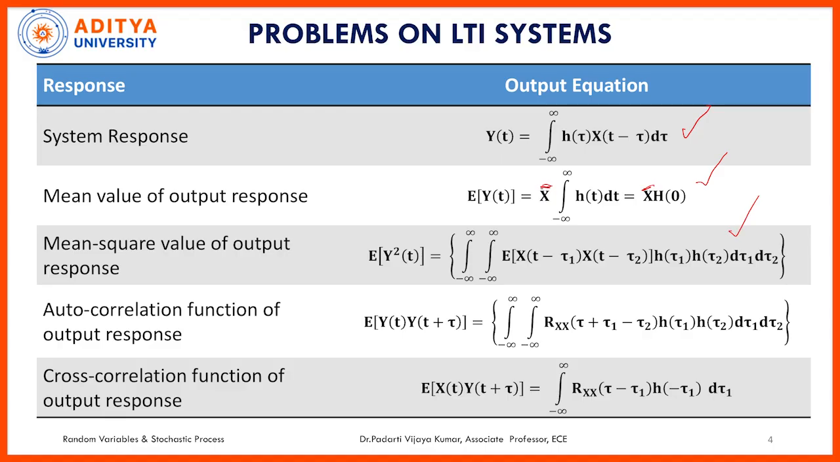One more fundamental operation we apply on an LTI system is computing the mean square value. We know the mean square value is the expectation of y square of t. This is the formula we use. Another fundamental operation we use for an LTI system is computing the autocorrelation function and cross correlation function. So, these are the main operations we perform on an LTI system: system response, mean value computation, mean square value computation, autocorrelation value and cross correlation value.